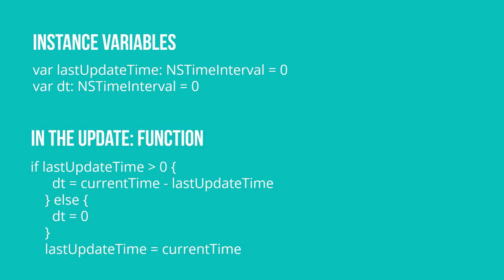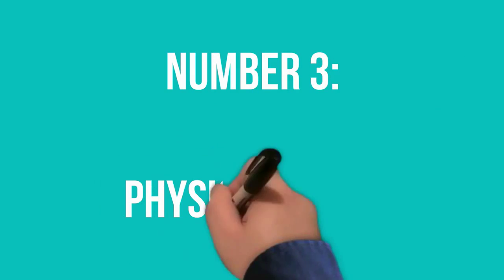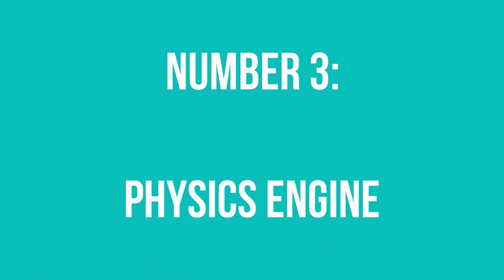This is the elapsed time between the last game loop function and the current one. It can then be used to adjust movement speed and be consistent with time. And number 3. So far we have looked at using SK actions and the game loop, but there is one other important way objects can be affected, and this is with the physics engine.